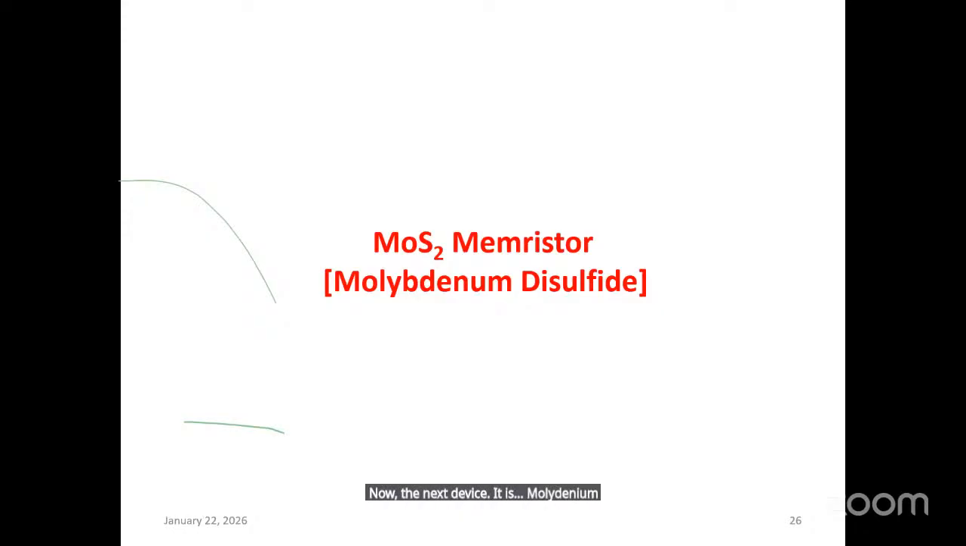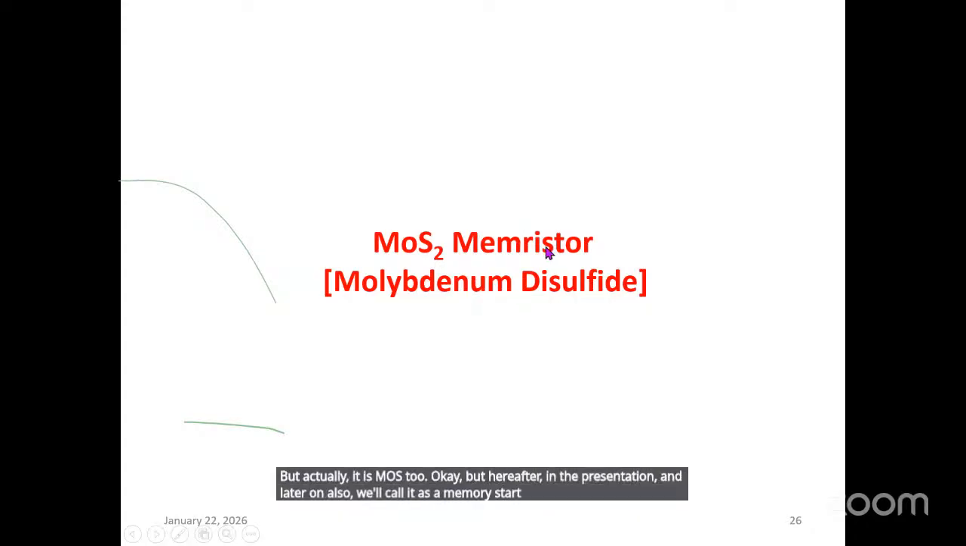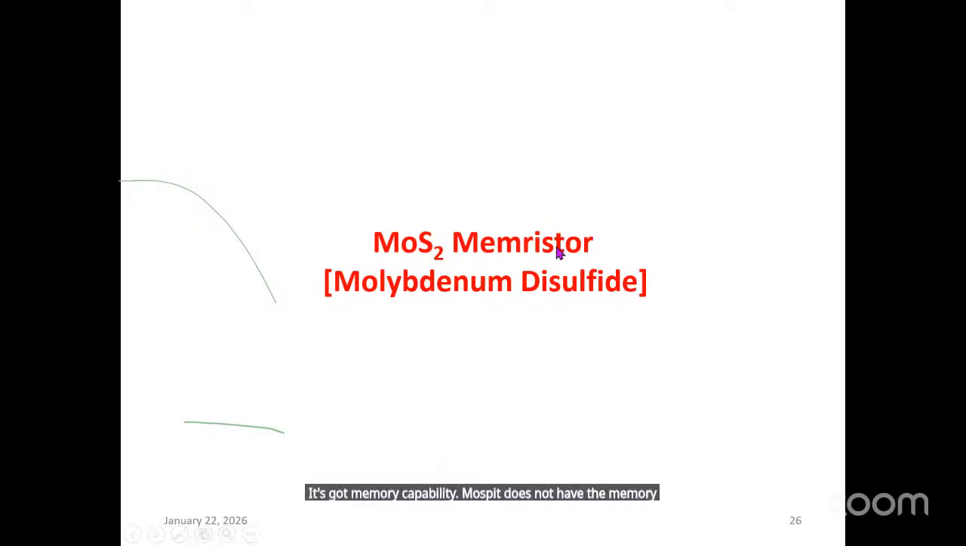Molybdenum disulfide. Instead of calling it by the chemical name, we'll call it MoS2, not MOS. MOS is the metal oxide semiconductor. That is a different thing. MoS2 means Mo for molybdenum and S2 for disulfide. And it is memristor. Memristor is a general literature name given to this device, but actually it is MoS2. Hereafter in the presentation and later on also we'll call it a memristor because it is a resistor with memory. It has memory capability. MOSFET does not have the memory capability as a device, but this device has memory capability also.